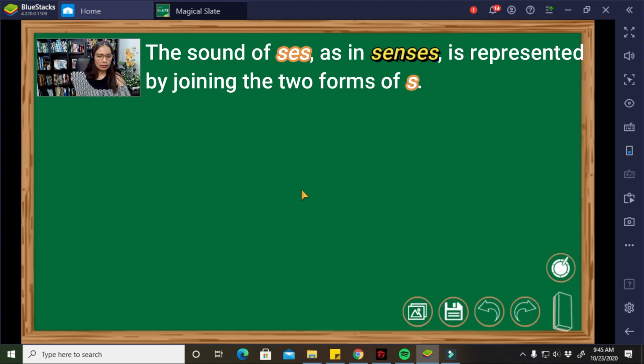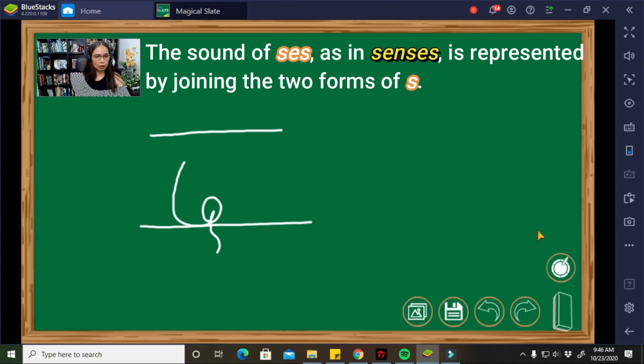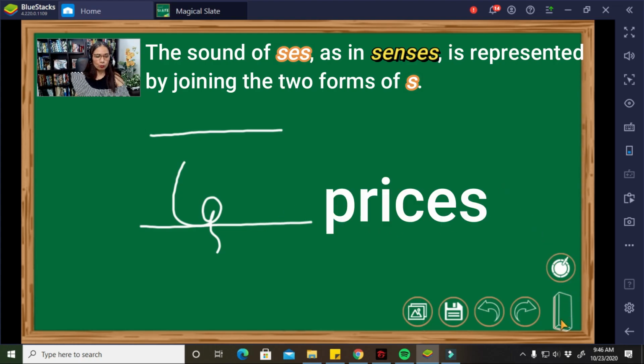Now, it's time for you to read. Can you read this one? Okay. This is your downward curve and forward in a broken circle and then the two forms of S. So what is that? Very good. The word is prizes. Okay.